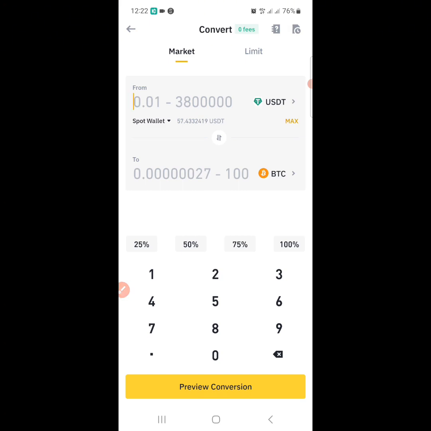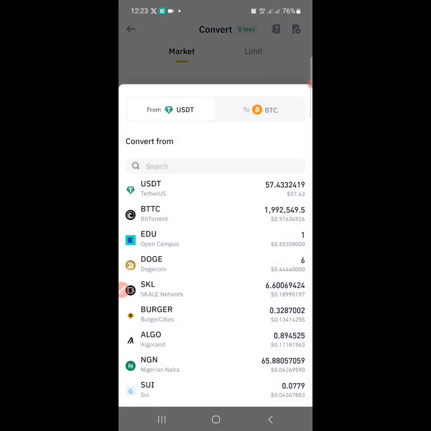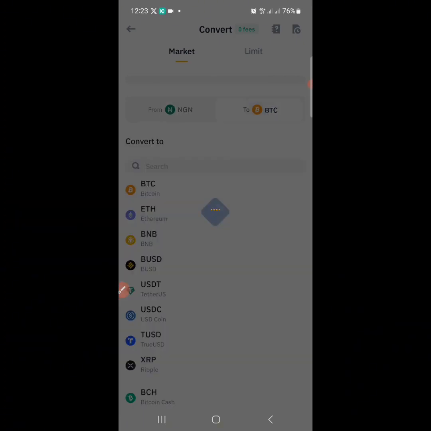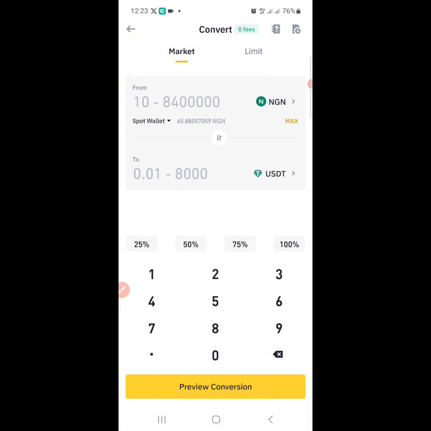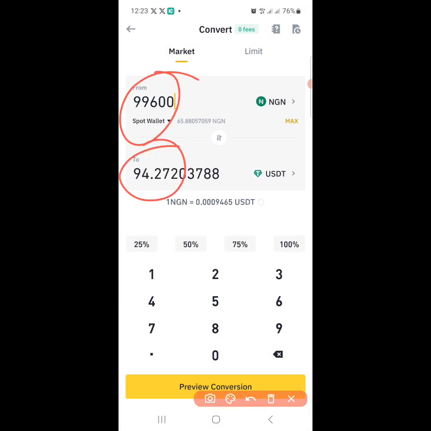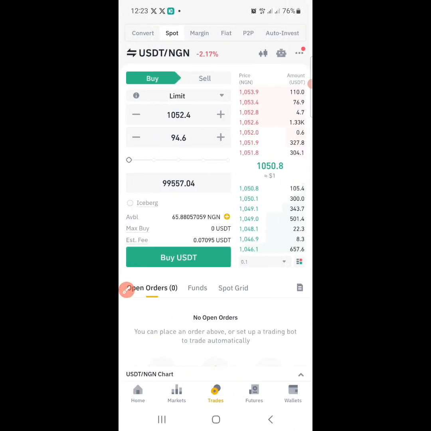Okay, so what you do here is you just have to select NGN here, guys. After you've selected NGN, you have to select the currency you want to convert to. So let's say I want to convert to USDT. I just have to enter the amount I've recharged. So let's say I've recharged this amount. So you see the amount I'll be receiving. I just have to click on this preview conversion. Then I'll click on complete transaction. But in this place you'll be charged some network fee. So it's still okay, you go with this one.